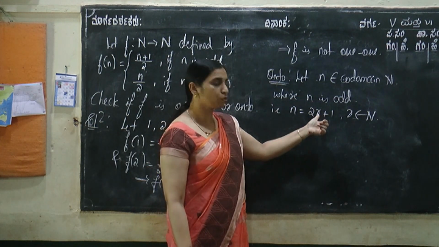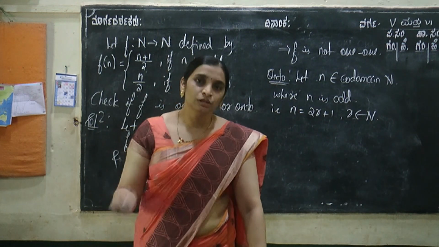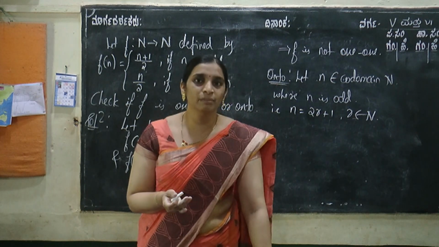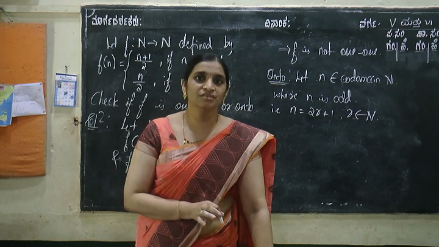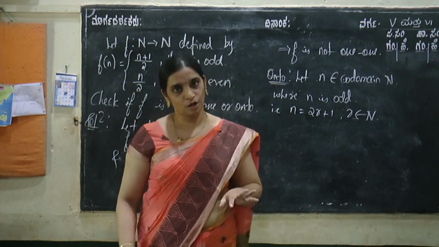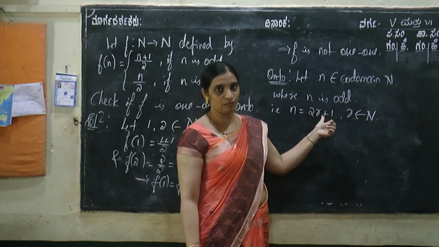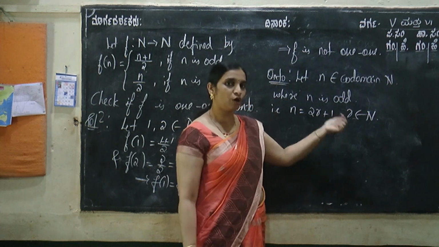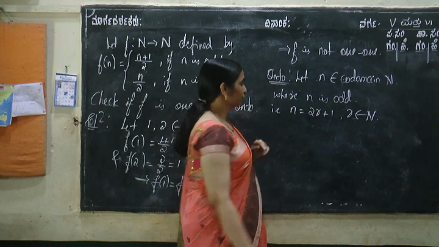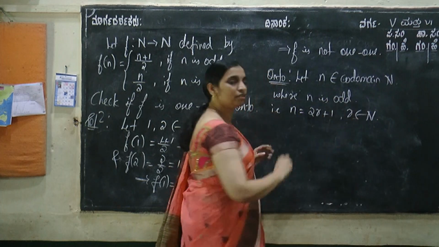Why am I writing n is equal to 2r plus 1? Because when we consider even numbers or odd numbers, the basic concept we are using is whether the given number is divisible by 2 or not. If the number is divisible by 2, it is even. If the number is not divisible by 2, then it is odd. So whatever is the value of r, 2 into r means multiple of 2, hence it is even, plus 1 or minus 1 we may say. In that case, the number will be obviously odd. So n is equal to 2r plus 1, where r is a natural number.